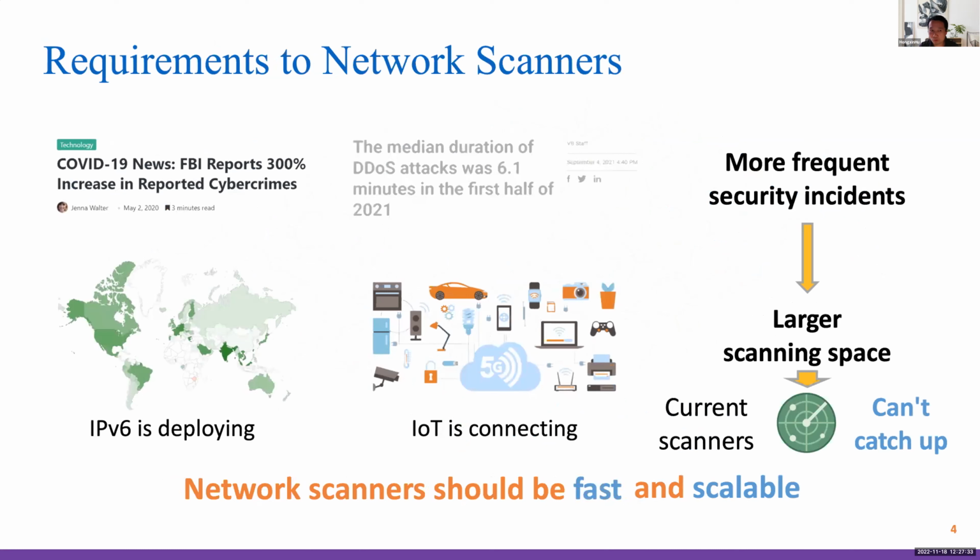But actually, we have some new requirements for network scanners. Especially right now, we are trying to deploy IPv6, and because of IPv6 we have a much larger scanning space compared with IPv4. There are also many motivations for needing new scanners, because right now we have so many IoT devices connected with each other. They make our existing networks more complicated than previous networks. This is why the network scanner should be very fast, because we have a large scanning space, and also scalable, because we have so many different devices.